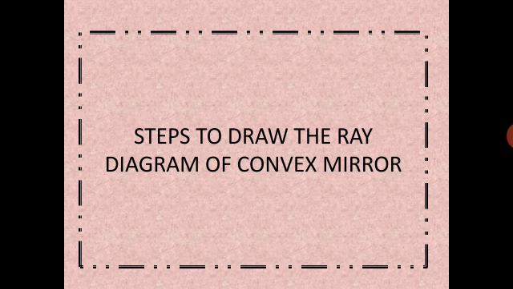mirror. The second case is when we place the object anywhere in front of the mirror, we get a virtual, erect and diminished image on the other side of the mirror. So now we shall see how to draw the ray diagrams stepwise for the second case.